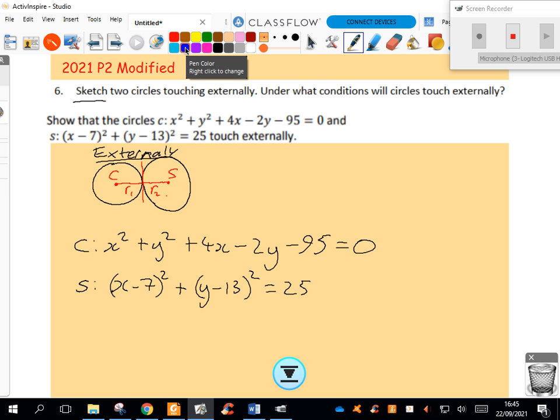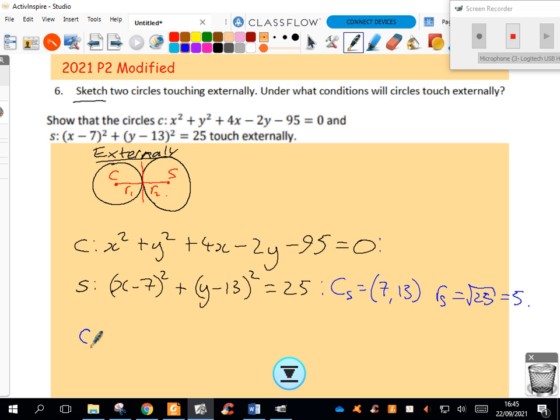I might just start with S, the center of S. It's fairly easy to spot. It's the opposite of negative 7, comma the opposite of negative 13. And the radius of S is going to be equal to root 25, which is 5. Okay. And circle C, depending on what you want to know, there is a formula for figuring this out. You could complete the square and express it in center radius form, and then work from there. Or if you know the formula, you can do it. Maybe I'll do the first method.